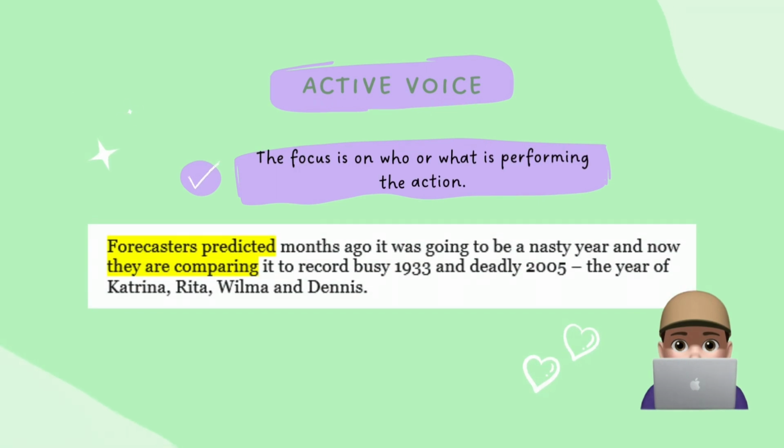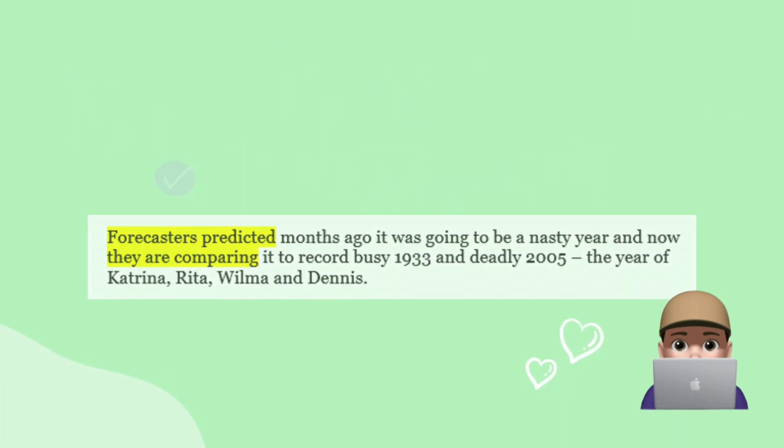Next, we have active voice, which was the most used form throughout this article. In active voice, the focus is on who or what is performing the action. In this case, the focus is on the forecasters who predicted it was going to be a nasty year, and they are comparing this year to record 1933 and deadly 2005.